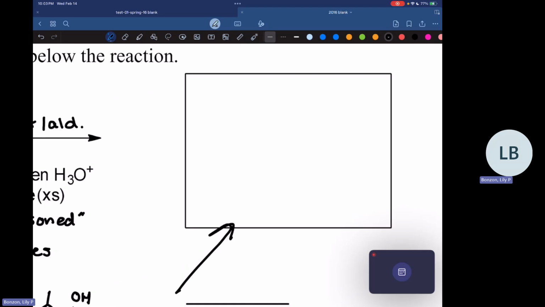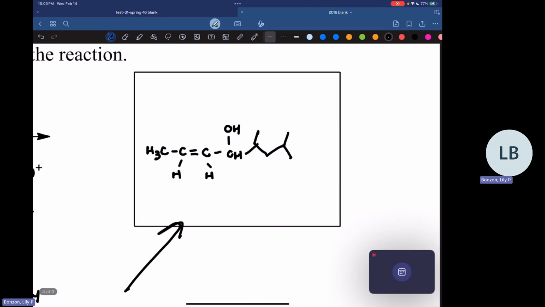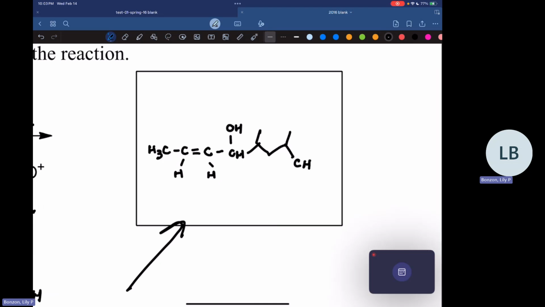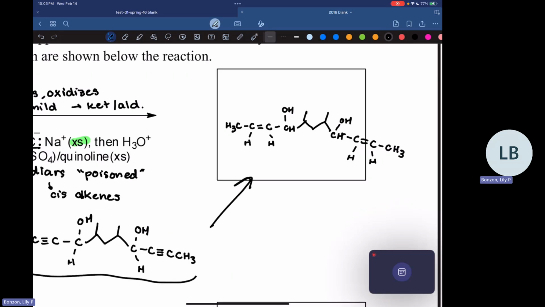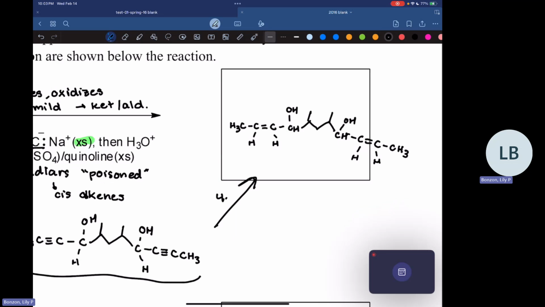So I'm just going to redraw our structure up here. All right, love our little tiny box. It doesn't fit anything. That's okay. Okay, so we've got our cis alkene. All right, and that's going to be the product of step 4. And that's going to be our final product.